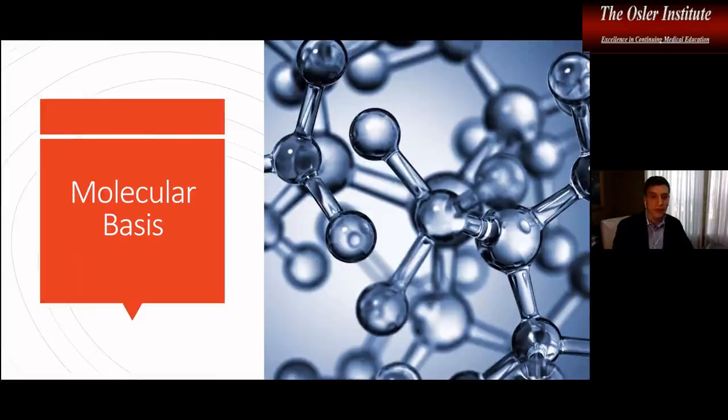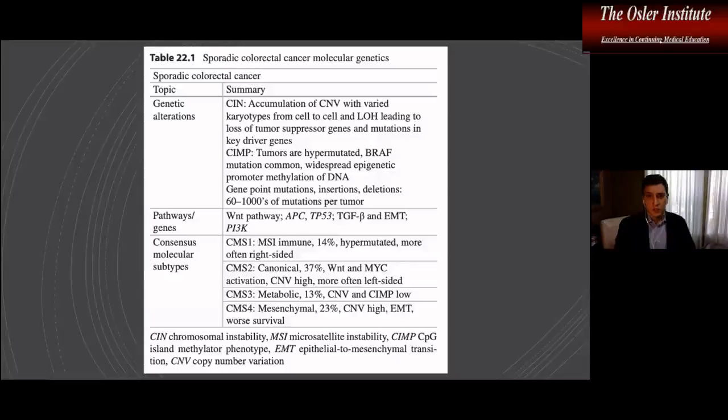So let's talk a little bit about the molecular basis. Sporadic colorectal cancer molecular genetics. There are a lot of different pathways through which colon cancer can arise in a sporadic way. There are genetic alterations. You can have accumulation of copy number variation. There's CIMP, which is the CpG island methylator phenotype. There's also the more traditional pathways we think about via APC, P53.